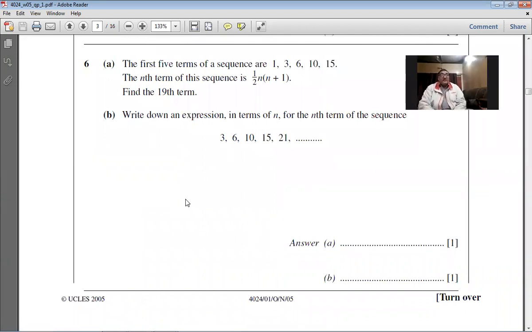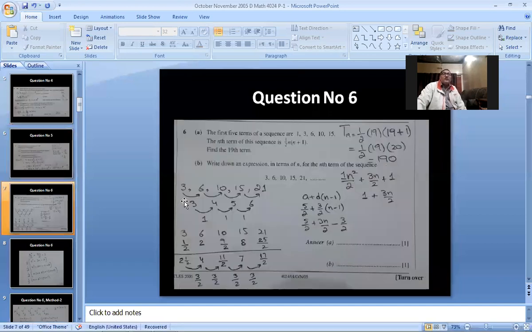The first 5 terms of a sequence are 1, 3, 6, 10, and 15. The nth term of this sequence is 1/2 x n x (n + 1). It says find the 19th term. This part is very simple. You only have to put 19 in the place of n in this general formula, and you will be able to find the 19th term. It's a very simple question. Let me show you. Here we go.